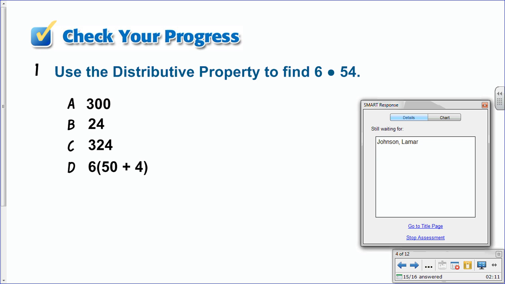Right answer. Did you break it up? How'd you break it up? 50 plus.